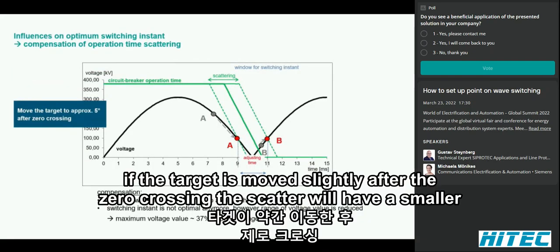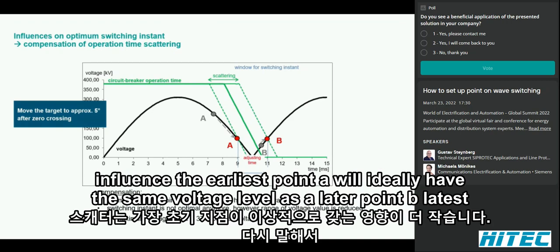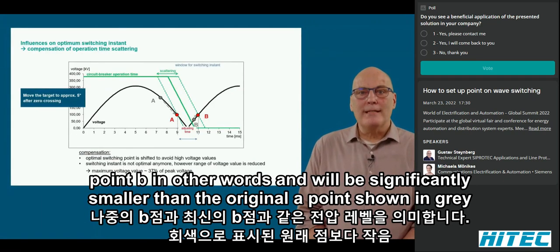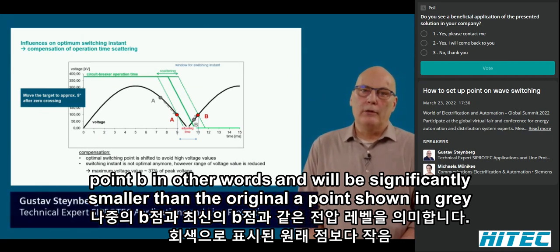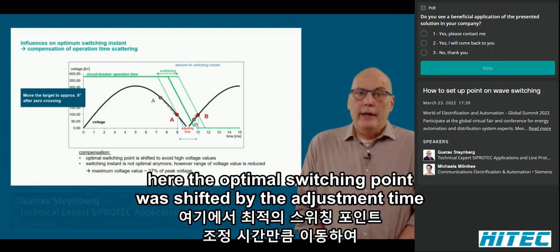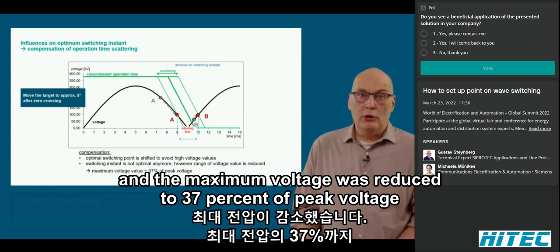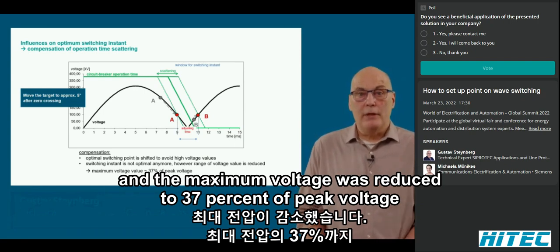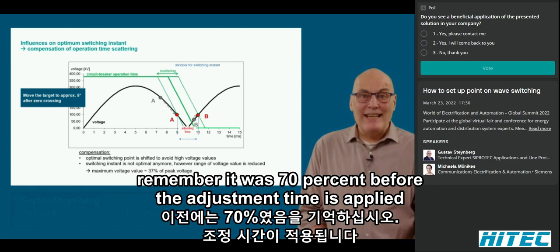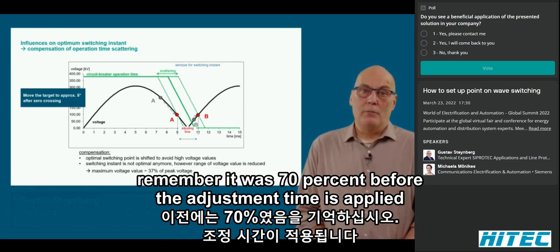If the target is moved slightly after the zero crossing, the scatter will have a smaller influence. The earliest point A will ideally have the same voltage level as the later point B, the latest point B in other words, and will be significantly smaller than the original A point, shown in gray. Here the optimal switching point was shifted by the adjustment time, and the maximum voltage was reduced to 37% of peak voltage. Remember, it was 70% before the adjustment time is applied.